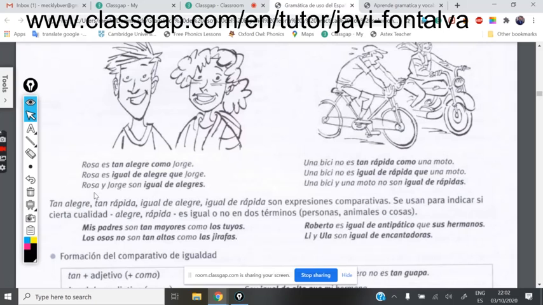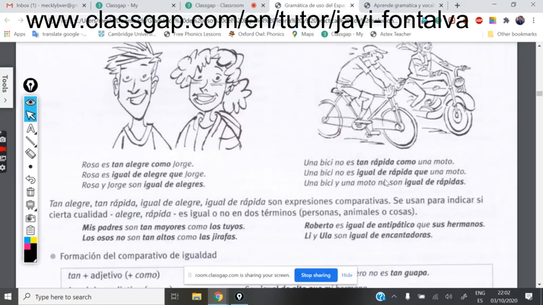Rosa y Jorge, or you could place the two nouns together. So, Rosa y Jorge son igual de alegres. So that means equally happy. Rosa and Jorge. Well, more happy is like joyful, okay? But anyway.